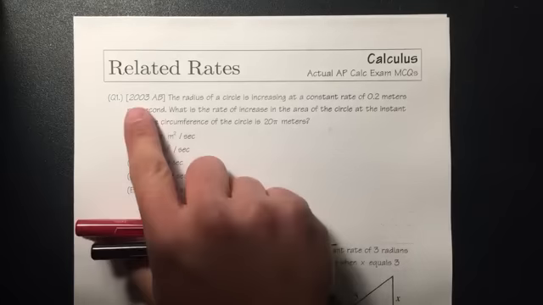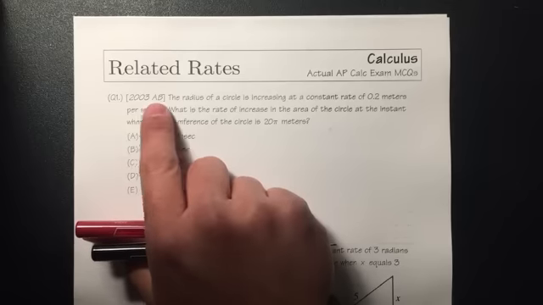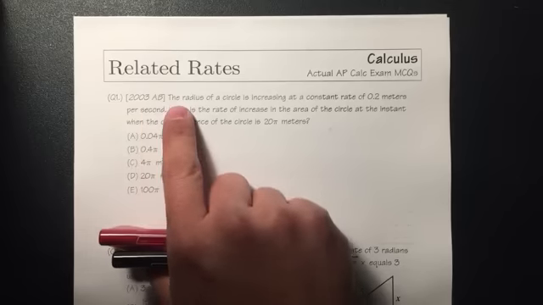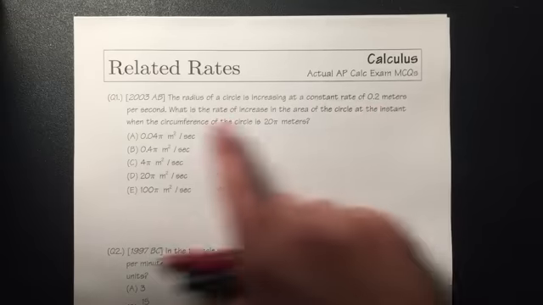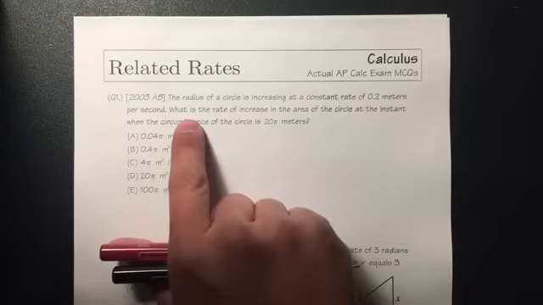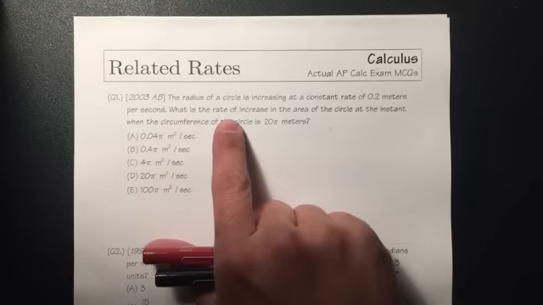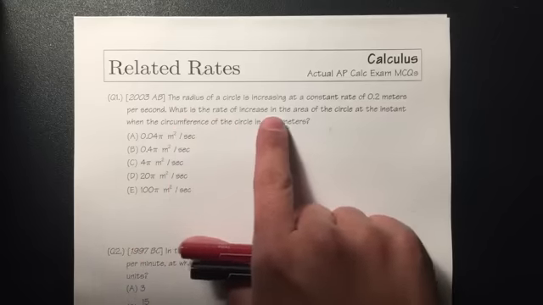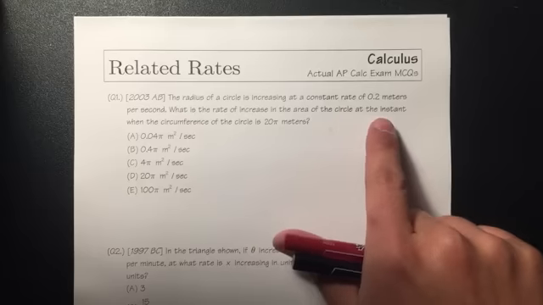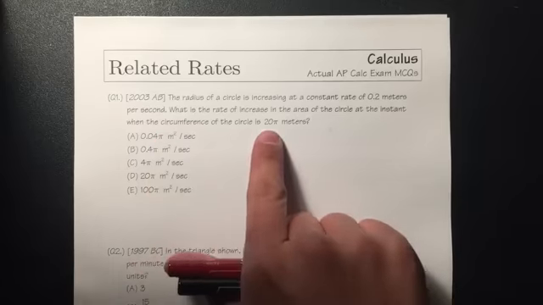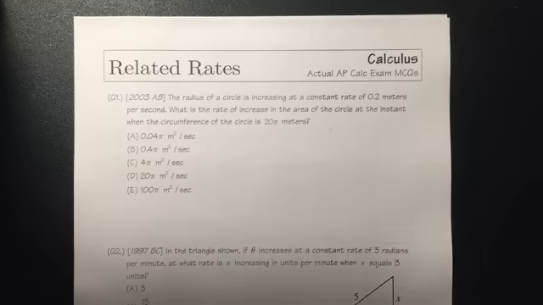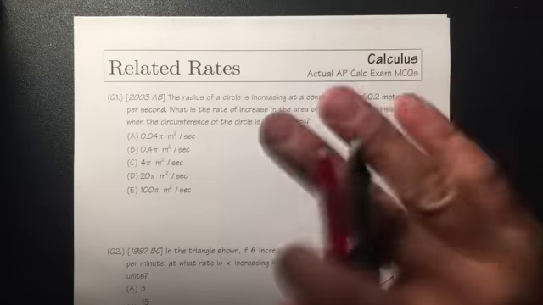So first of all, for the question back in 2003, and this is the AB question, the radius of a circle is increasing at a constant rate of 0.2 meters per second, and we are trying to find the rate of increase in area of the circle at the instant when the circumference of the circle is 20 pi meters.